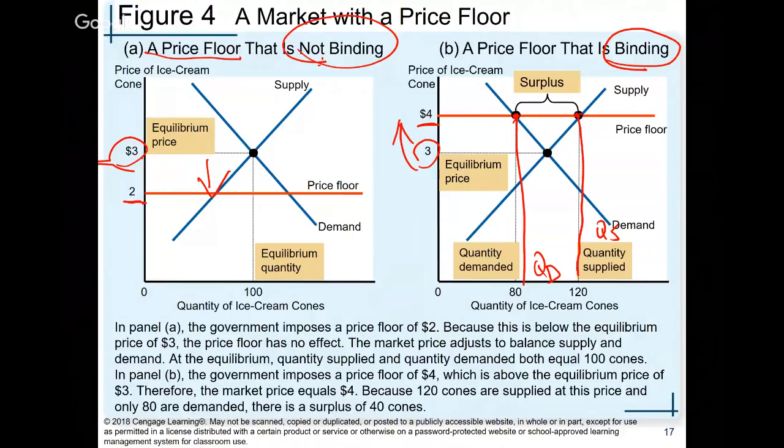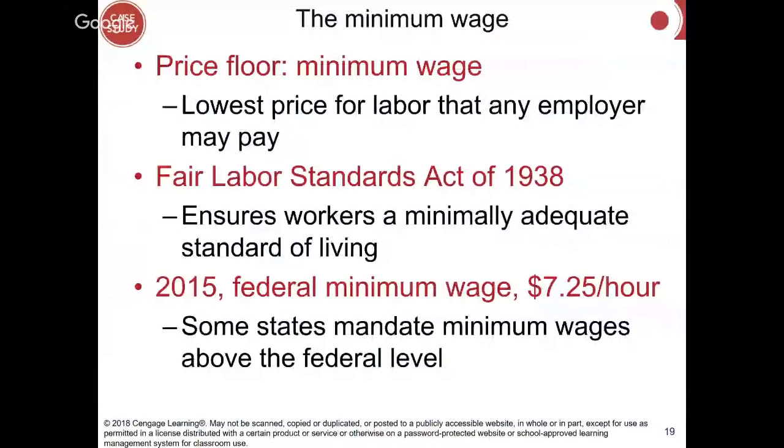Quantity demanded. So that means our companies will produce 120 units, and our consumers only buy 80 units. Now, what do we call this difference here? This is called a surplus. So a binding price floor will cause a surplus in the economy.